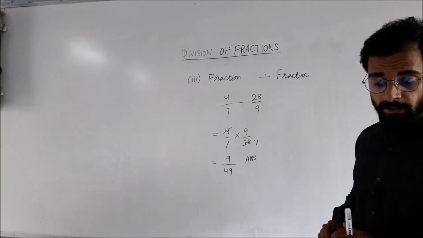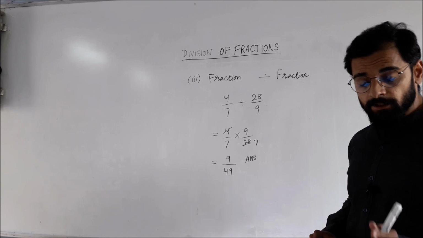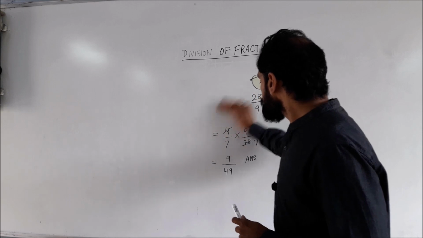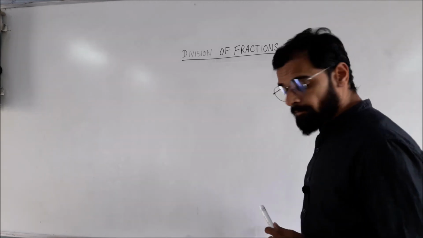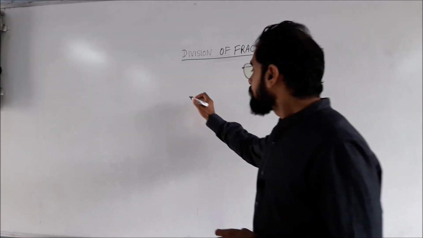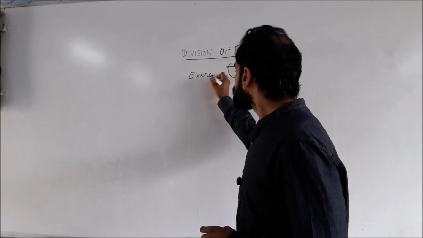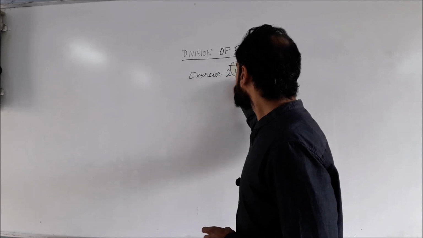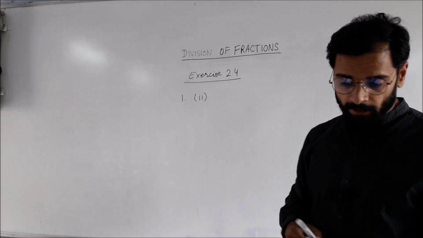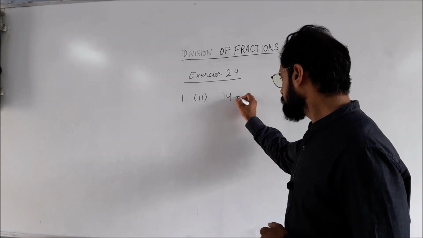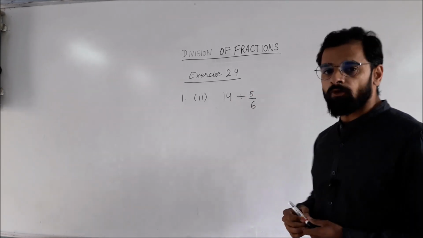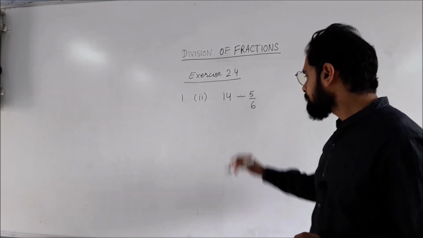The first question is where a whole number is to be divided by some fraction. In each part of this first question, we are given a whole number as the dividend and a fraction as the divisor. Let us do its second part, in which we have to divide 14 by the fraction 5 over 6. 14 is to be divided by 5 over 6.